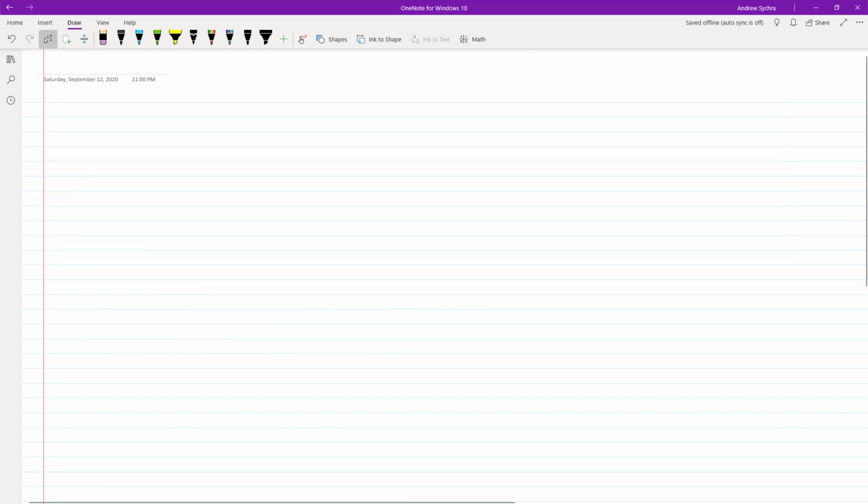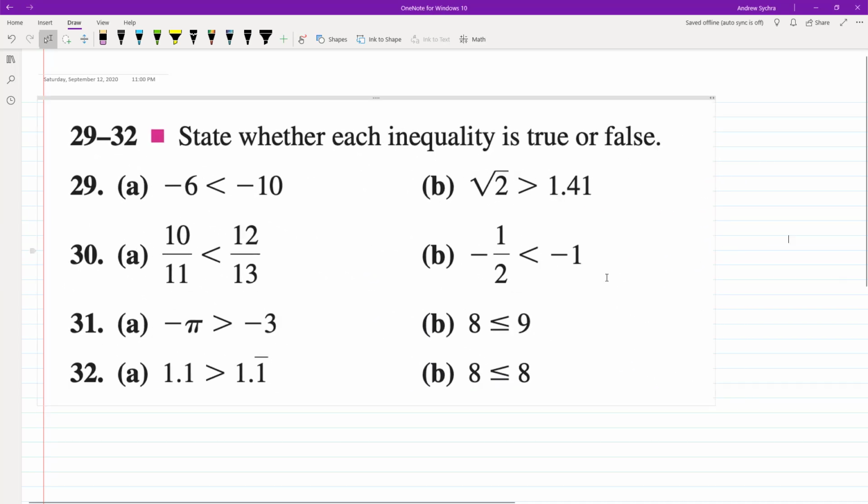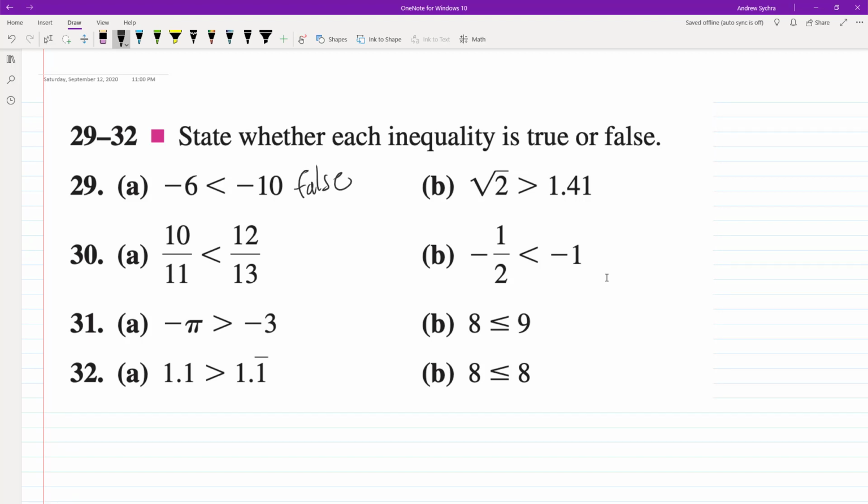Moving on. So 29 through 32. Is the inequality true or false? This is false. And the reason why is because -6 is greater than -10. It's to the right on the number line. Square root of 2 is equal to like 1.414, so true. True. Because the higher value you get up, so if you had 1,000 over 1,001, it gets closer and closer to 1.